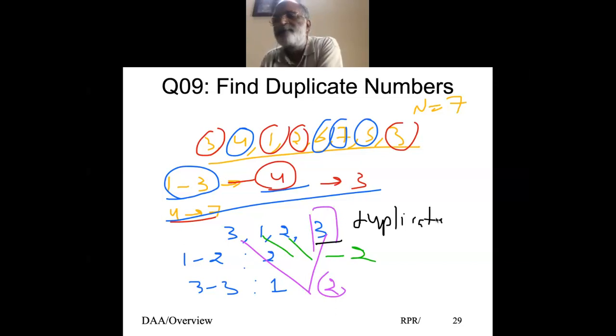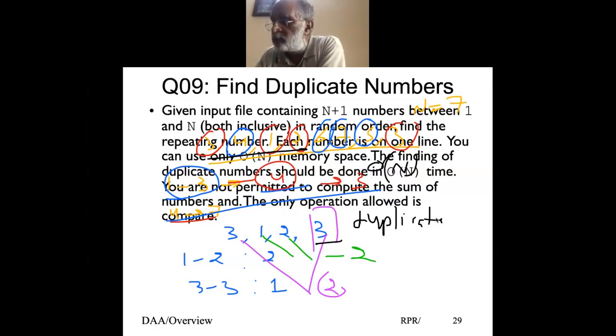So each time I'm dividing the problem into half, counting the number of elements, like a binary search, keep dividing, and then looking at which has more numbers, look at that partition, keep dividing. So using log n divisions, but since in each division I'm comparing the numbers, I still need order n time, but the number of divisions would be order log n. And that is what this question was about.